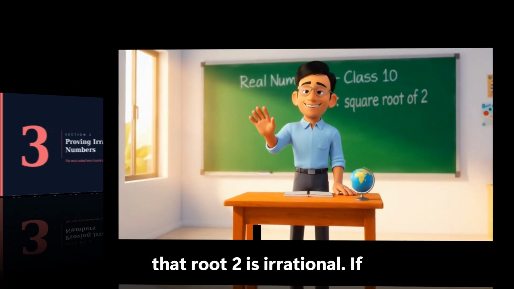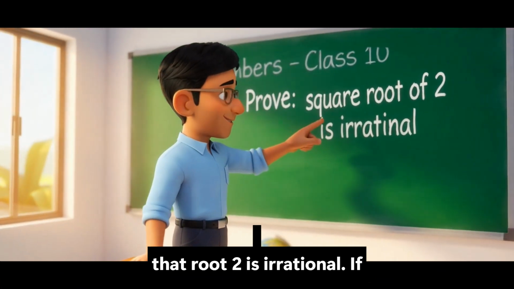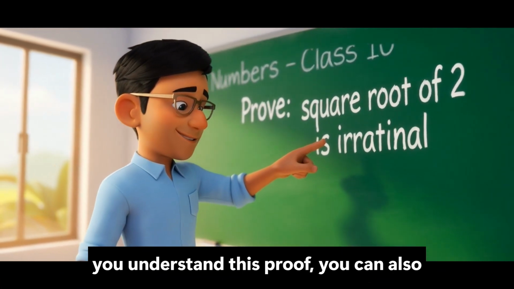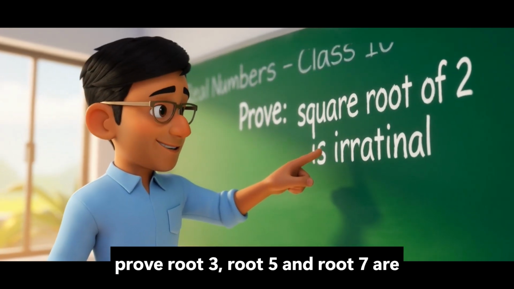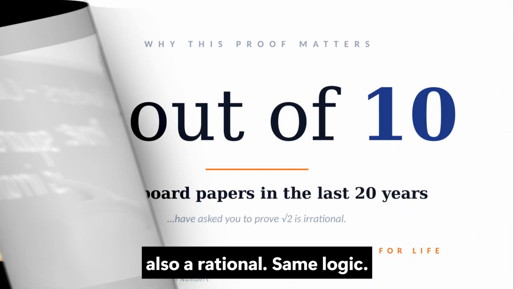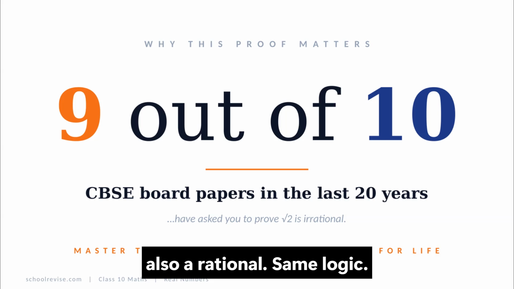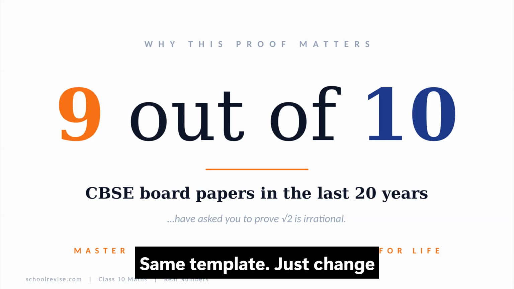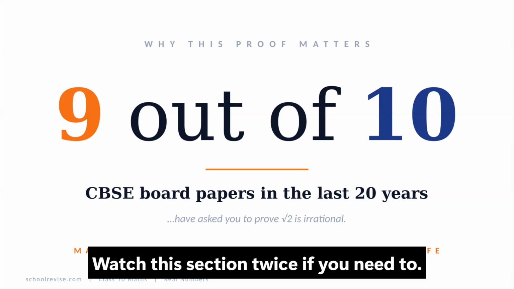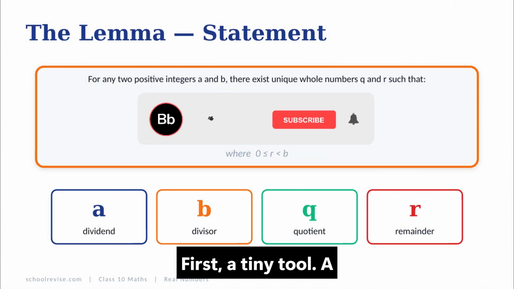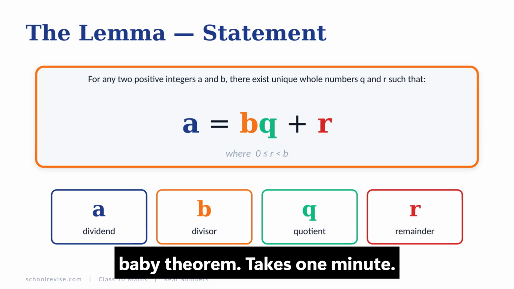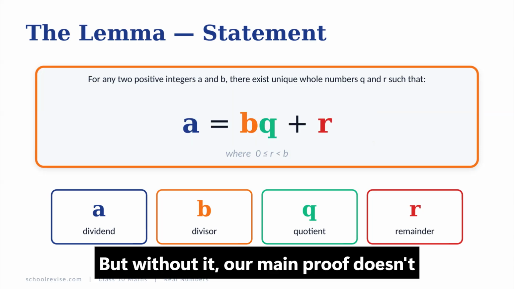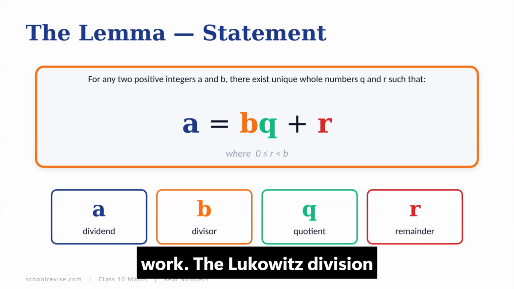The proof that root 2 is irrational. If you understand this proof, you can also prove root 3, root 5 and root 7 are irrational. Same logic. Same template. Just change the number. So, pay attention. Watch this section twice if you need to. First, a tiny tool. A baby theorem. Takes 1 minute. But without it, our main proof doesn't work.